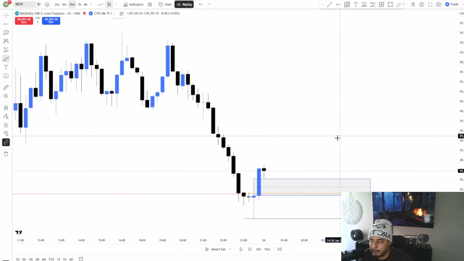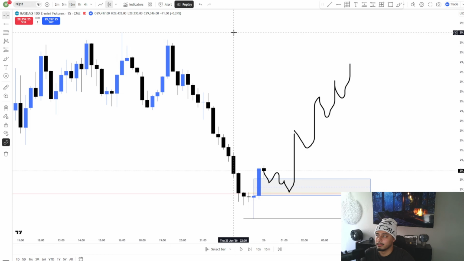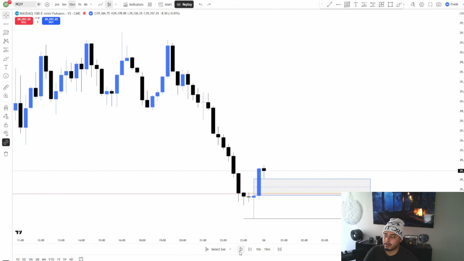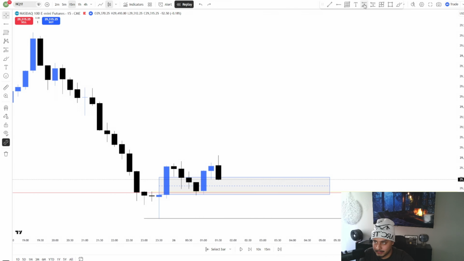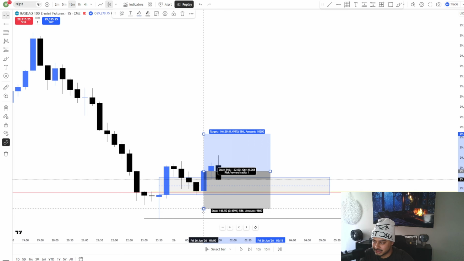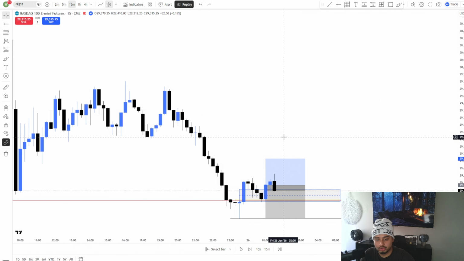If price can come back into this zone and break structure again, we're going to go right back up. Now, all we have to do is be patient and wait for price to come back in. Boom! Price came back in. It broke structure, stop loss at liquidity to be protected, and TP1, 2, 2.5. What does that mean? Liquidity 1, liquidity 2, liquidity 2.5.